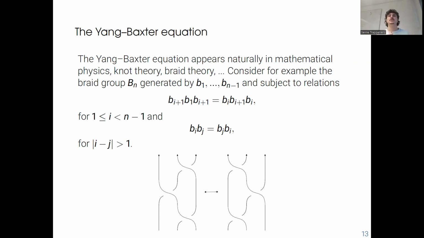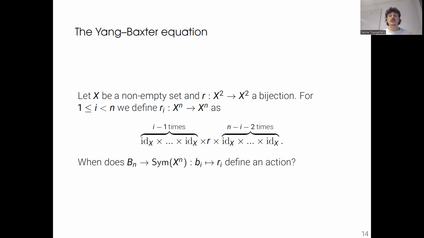What happens with generators which are far away from each other? Well, they just commute, because twisting two strands here and then twisting two strands far away, these things commute. And okay, let's now assume that we are interested in actions of the braid group, and not just any action, but actions in some sense a natural way, I would say. So let X be a non-empty set and start with the bijection R going from X squared to itself.